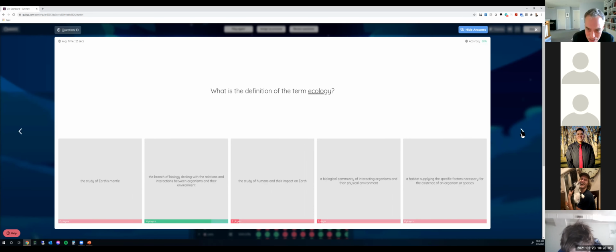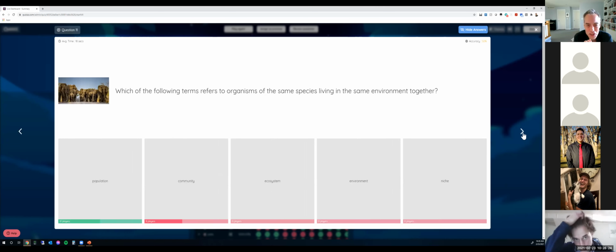What is the definition of the term ecology? And the correct answer was the branch of biology dealing with the relations and interactions between organisms and their environment. That's just a straightforward knowing that definition.